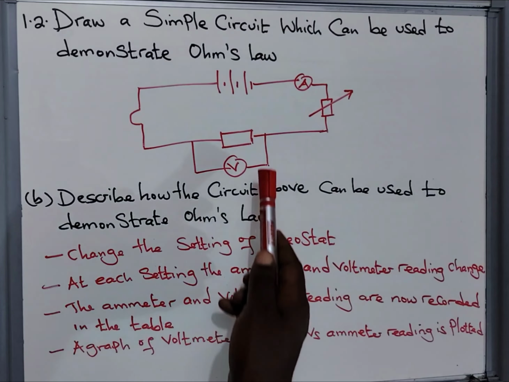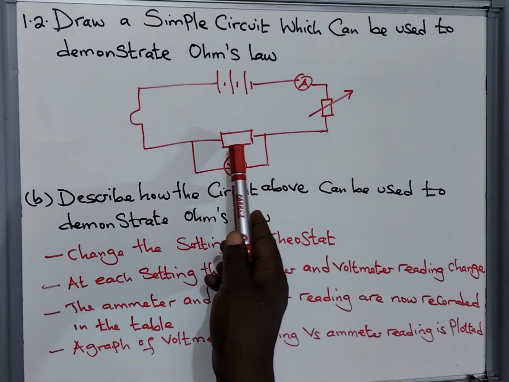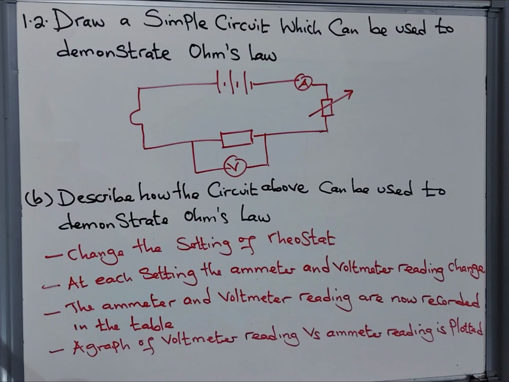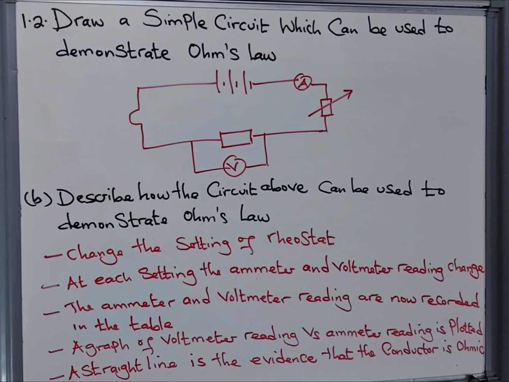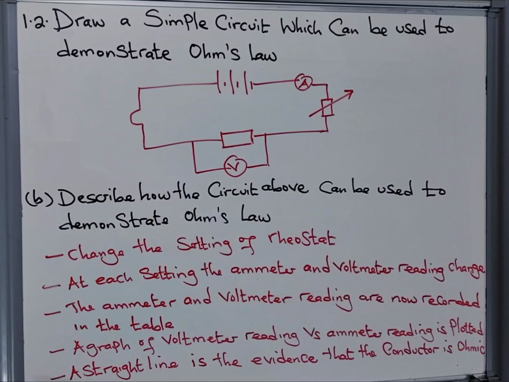If the conductor we are investigating is ohmic, the graph will be a straight line with a non-zero gradient. So that is it. A straight line is the evidence that the conductor is ohmic.